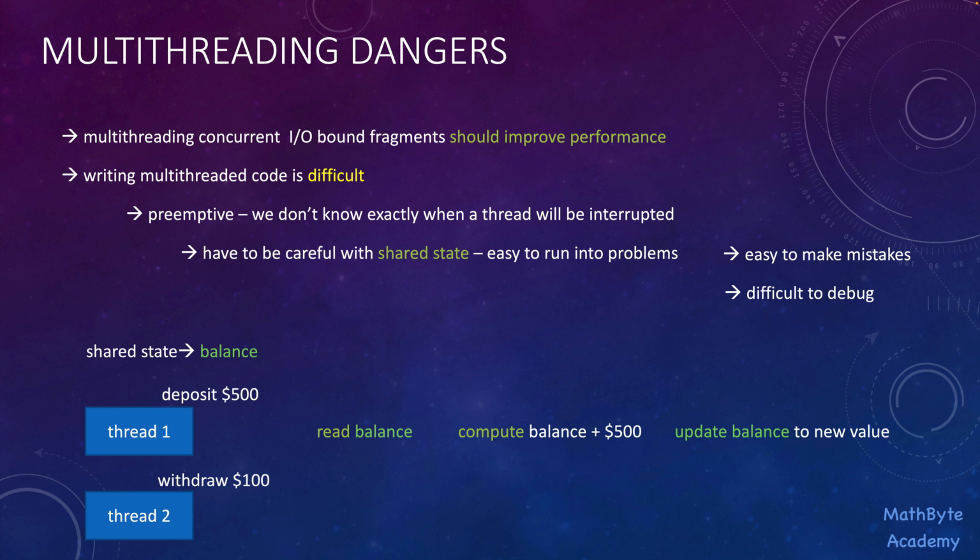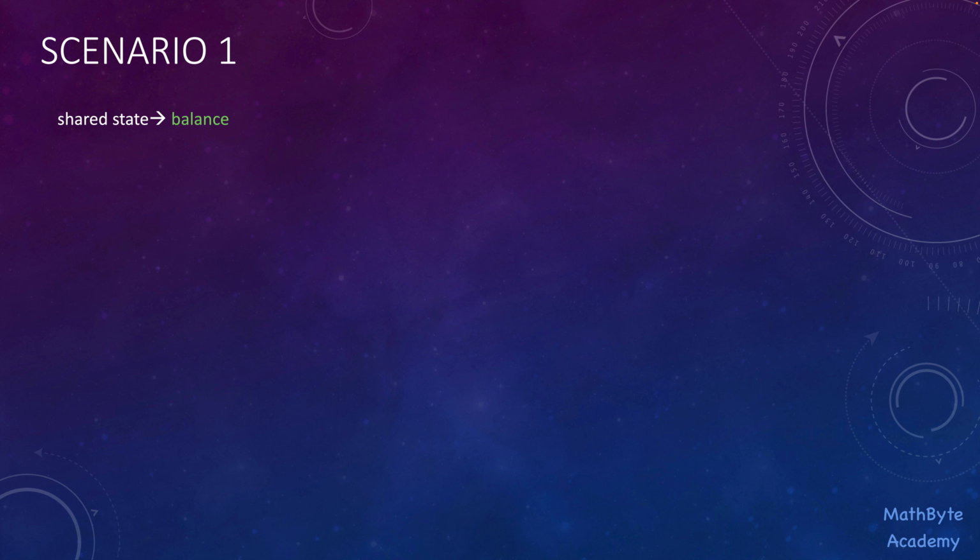And then thread number 2 is going to basically do the same. It's going to read the balance. It's going to compute the new balance by subtracting $100 from the balance. And then it's going to update the balance to the new value. Right? So that's what those two operations should do. So let's take a look at scenario number 1. So remember, we have the shared state balance. Let's say the initial balance is $500.